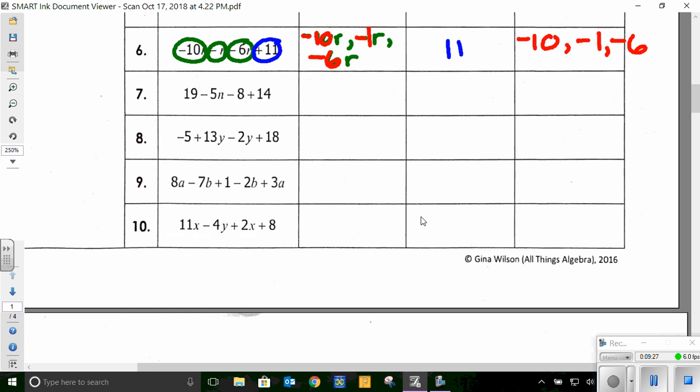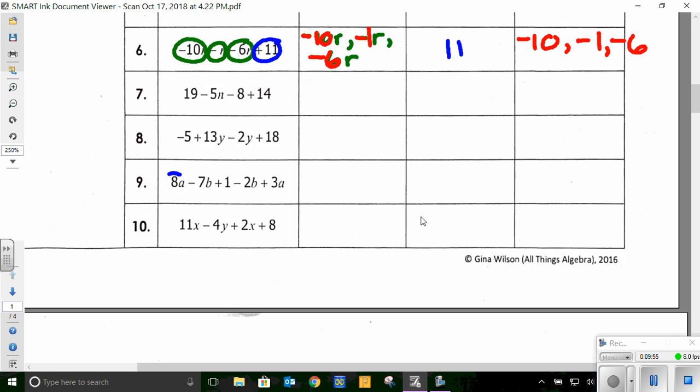For number 9, we're going to do the same thing. This time we have other things to combine. Be careful, I have different variables on this one. I have 8a minus 7b plus 1 minus 2b plus 3a. So I have a's and b's for my variables. Remember, families stick together, or if you want to think of them as apples and bananas, think of them that way.